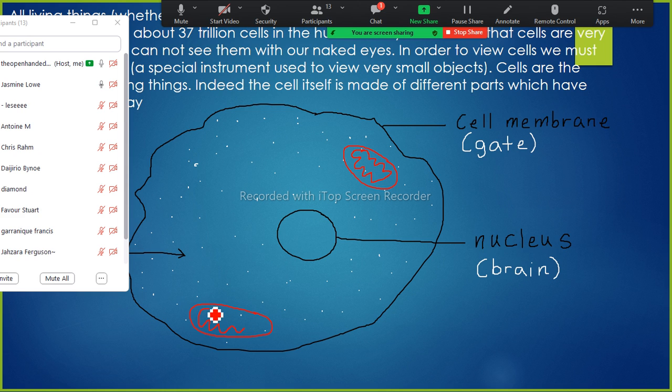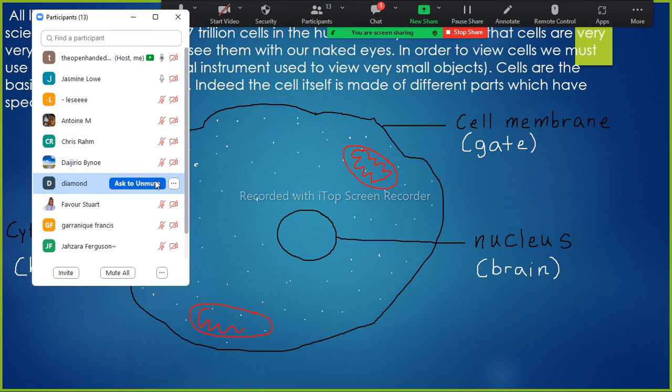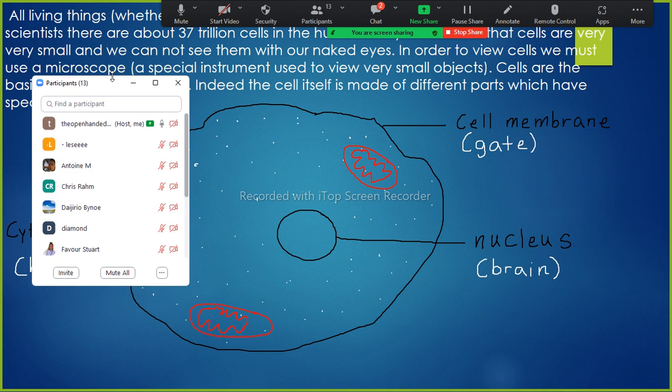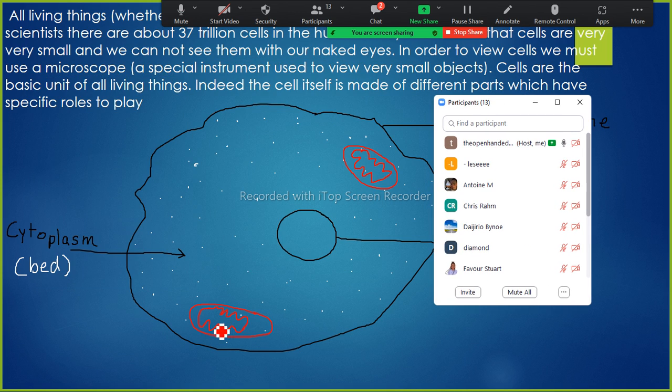I can't pronounce it. You can't pronounce it? Okay. Karanic, Francis, any idea what this part is? Any idea, Karanic? I know what it is, but I can't pronounce the word properly. Okay, okay. Jazaria, where's Jazaria?